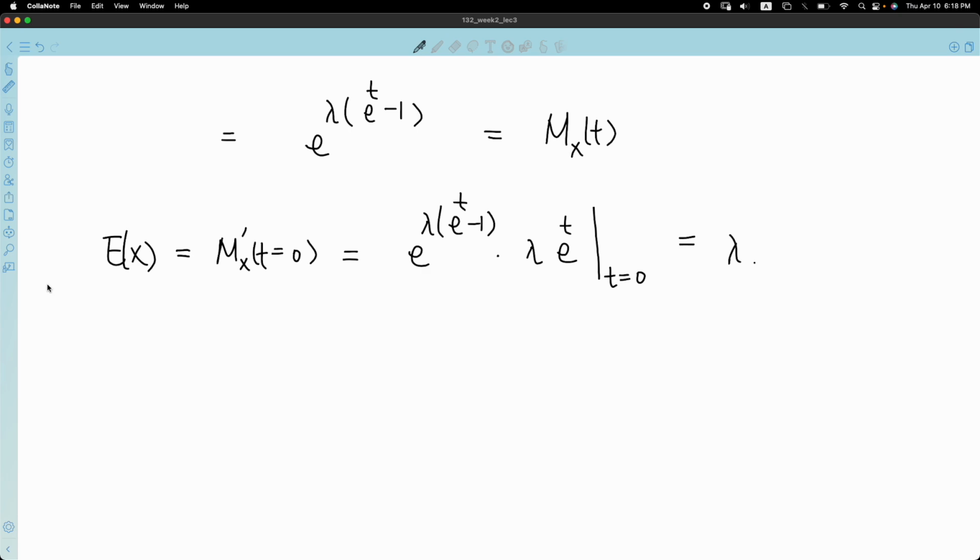Okay, there's no other question. Let's take another derivative. The second order derivative will be a little bit complicated because we have two terms that are involving t. So we need to use the product rule here. Can someone tell me how to take the second order derivative from this expression here?